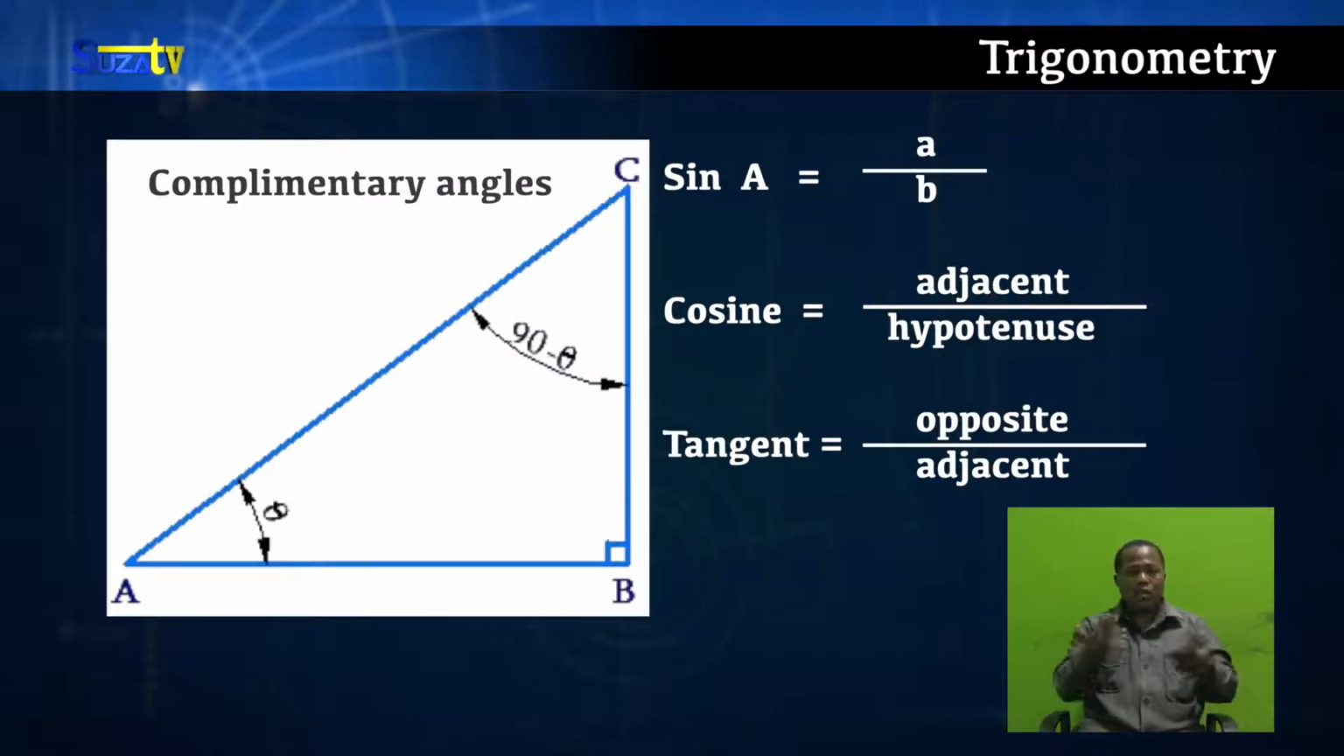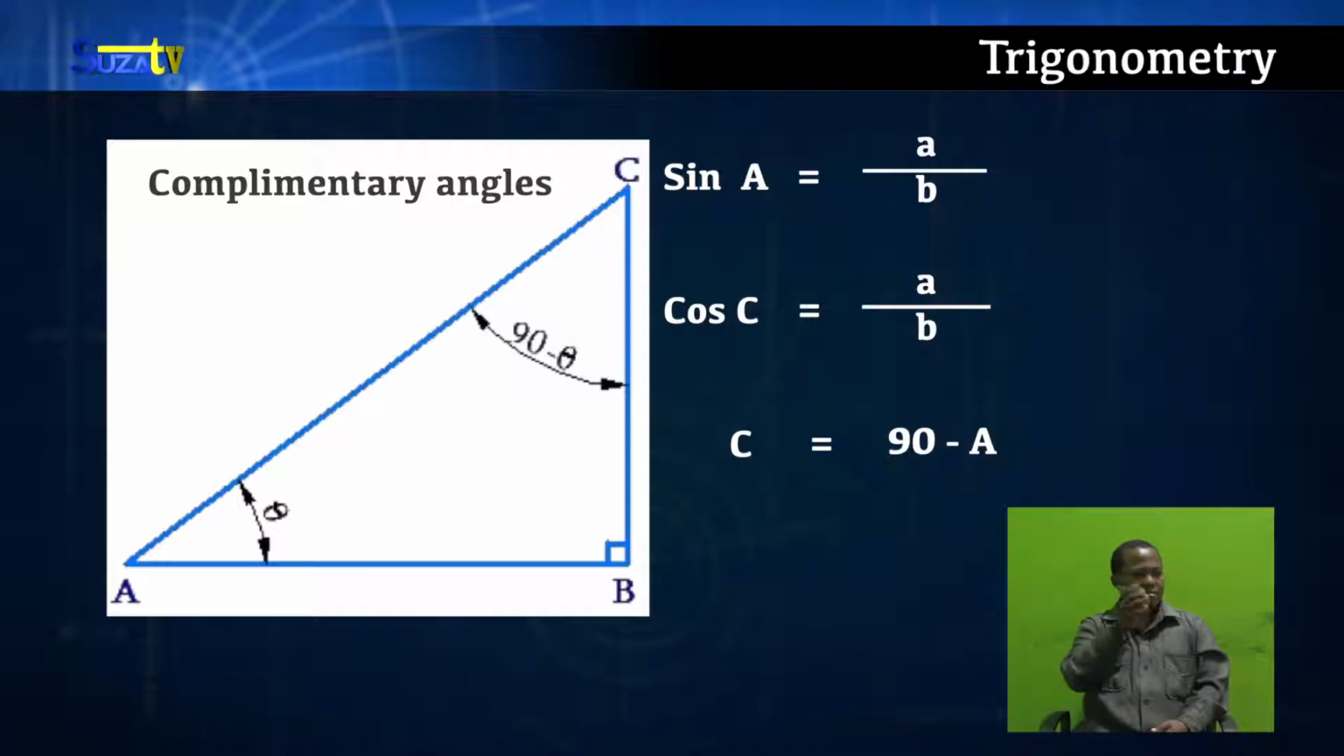Now, what about cos C? Yes, Salama. Come on, try it. Cos C is equal to a over b. Wonderful. Thank you. C is equal to 90 minus A. Remember.